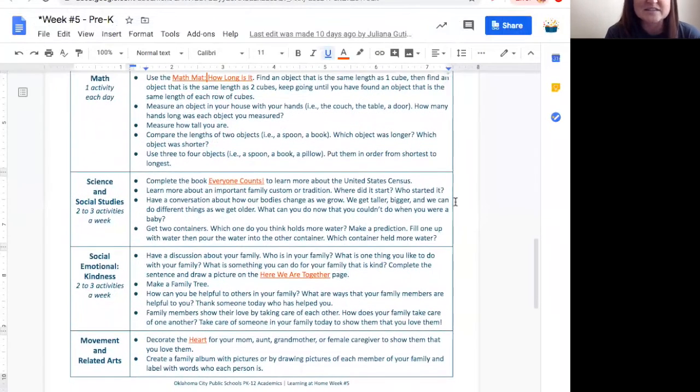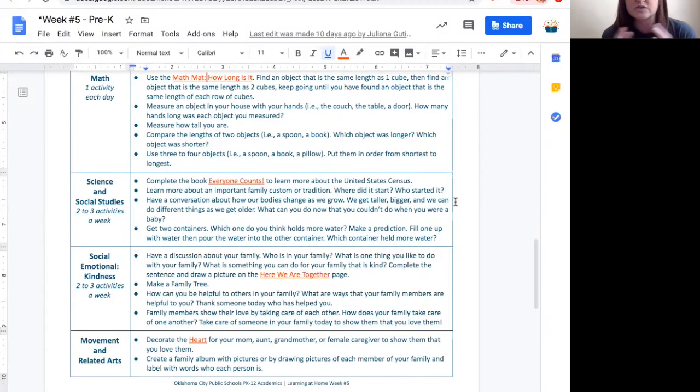All right, so in science and social studies, right now is the United States Census, and so we included a book called Everyone Counts, and it has lots of activities for you and your pre-K student around completing the United States Census. It's such a great activity book, and I hope you enjoy going through it. The other activities we included in social studies and science that I want to point out, science, going back to measurement being a focus. We geared our science towards those measurement conversations as well.